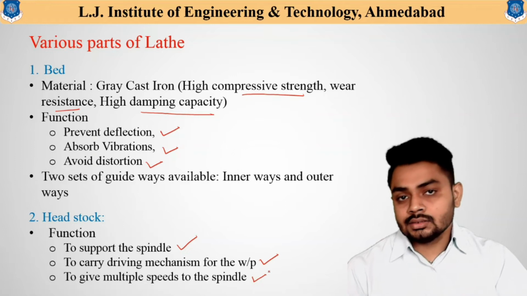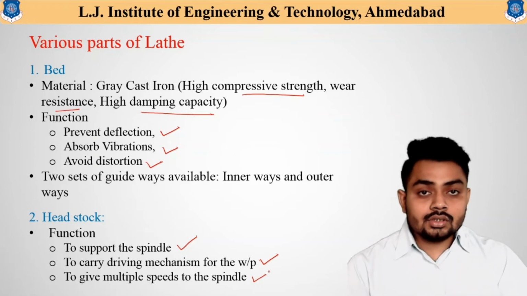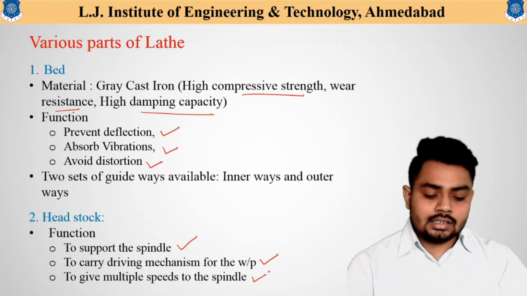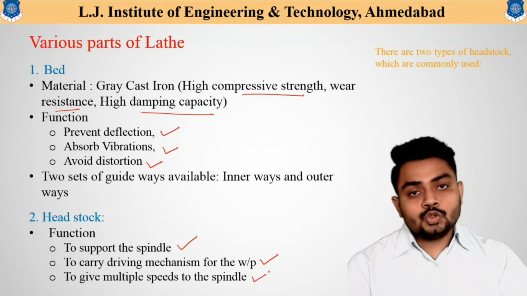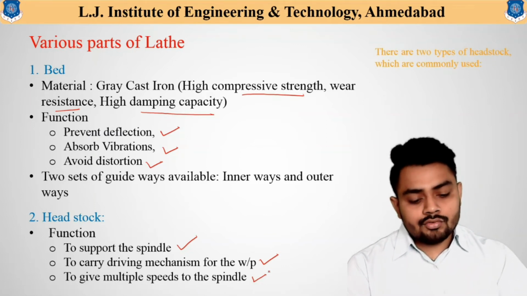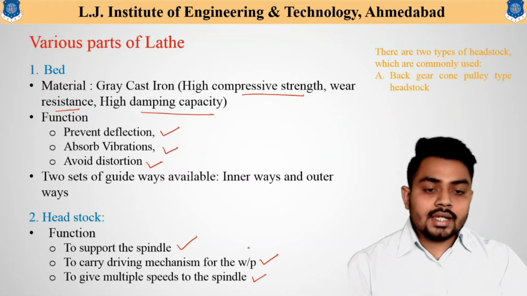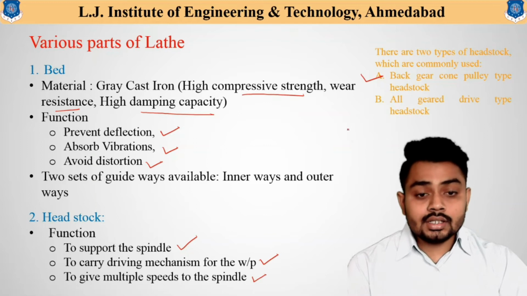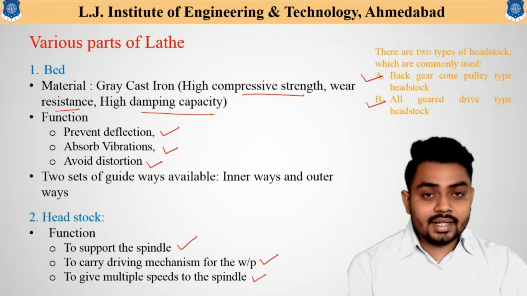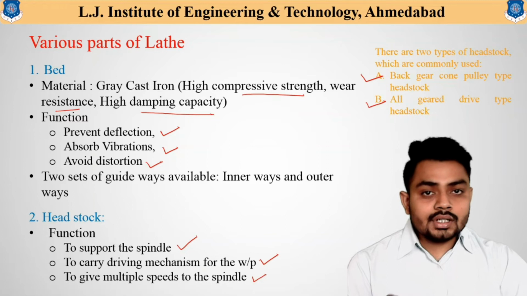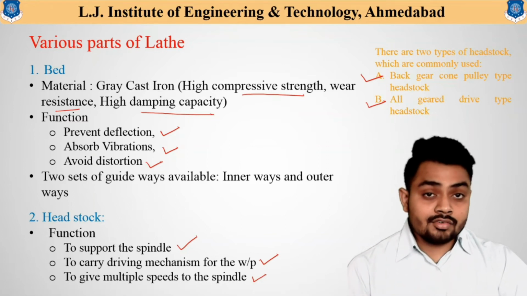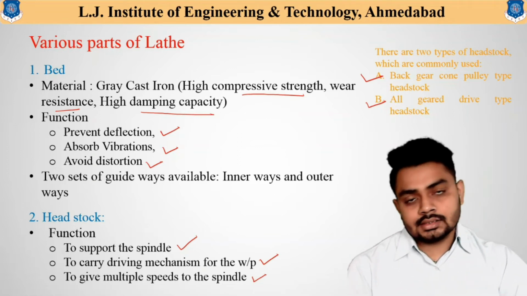So this headstock consists of two main mechanisms, and based on availability, two different types of arrangements are available. The two commonly used headstocks are, first, the back gear cone pulley type headstock, and the second, the all geared type headstock. The major arrangement of these two, the back gear cone pulley type and the all gear drive type headstock, we will understand in our further lectures.